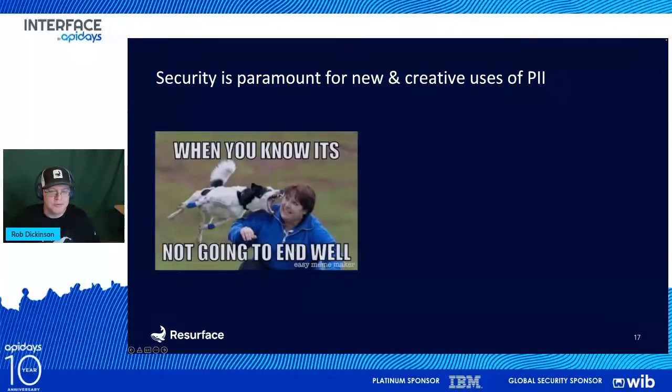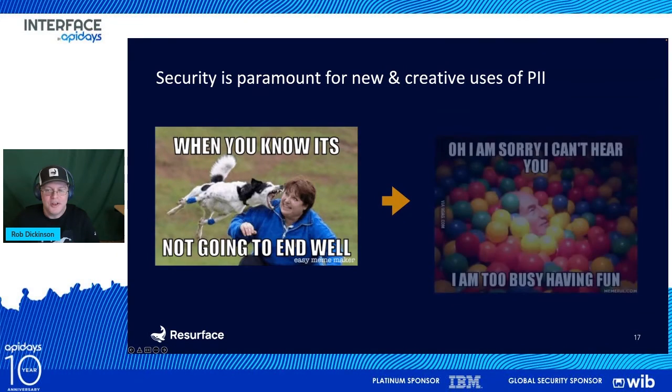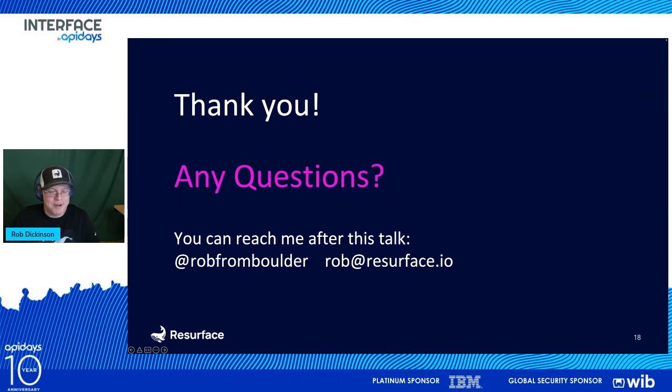If you do that, then you can get from a place where you kind of know that things aren't going to work out too well with your PII, to really being able to use and leverage PII effectively within your organization. And that opens up all kinds of possibilities for really creative work. And that's my talk.